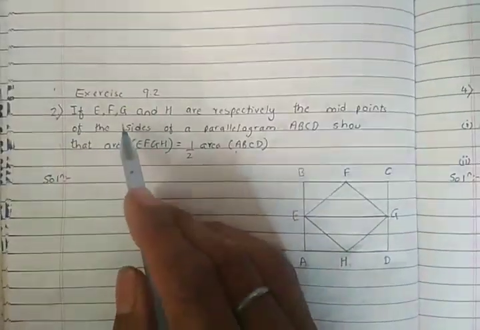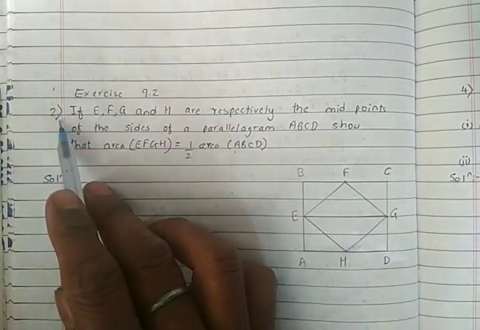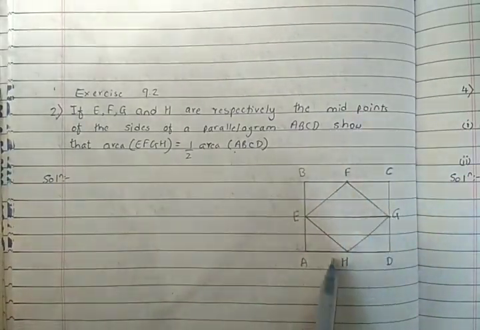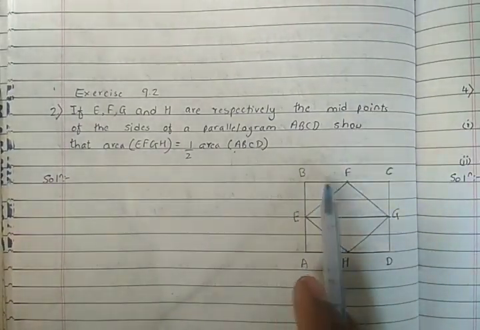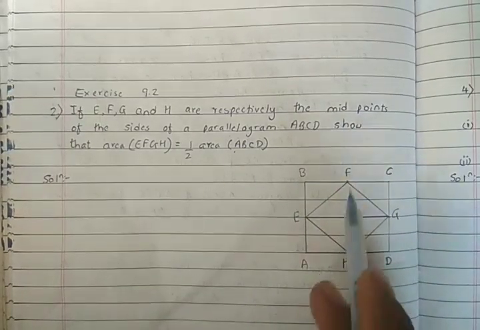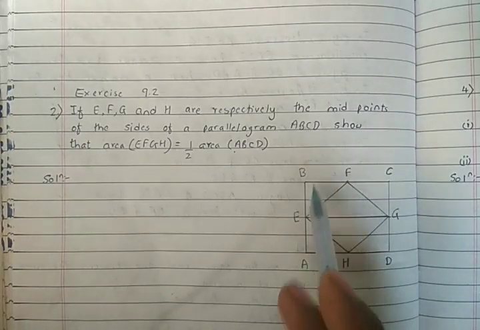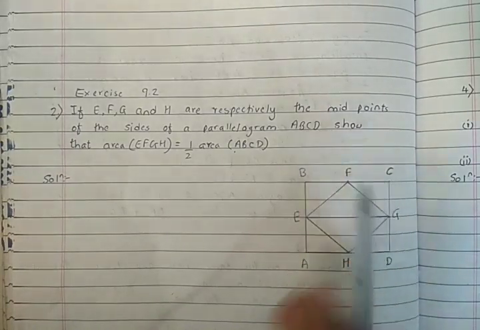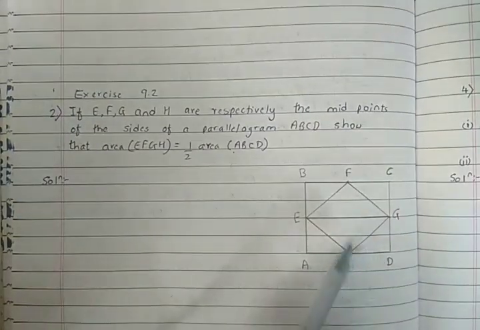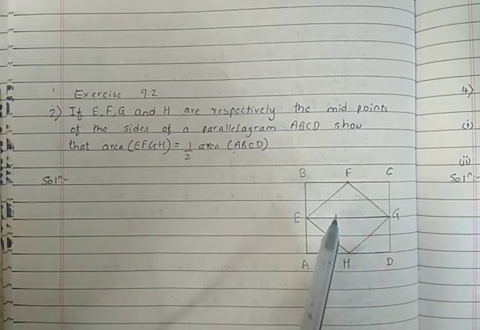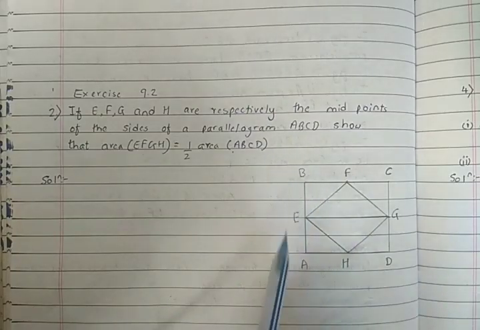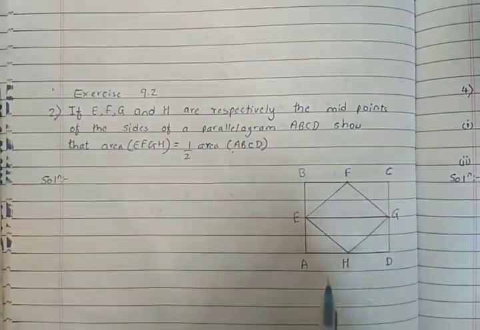Now let's solve exercise 9.2. We will solve the second question. It says that if E, F, G, H are the midpoints of the sides of a parallelogram ABCD, like E is the midpoint of AB, F is the midpoint of BC, G is the midpoint of CD and H is the midpoint of AD. We have to show that the area of EFGH equal to half of area of ABCD. We'll prove that.